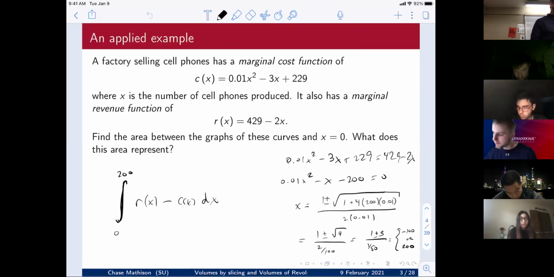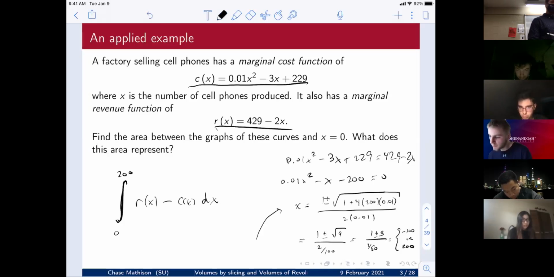Yesterday we didn't find the top bound, but to find it, I just set little c of x equal to little r of x. And that's what this work is over here. If you go through and use the quadratic formula to solve that equation, you end up with x is either negative 100, but we're not buying cell phones, we're selling cell phones, so I throw that solution out, and the other solution is x is positive 200. I'll give you a second to write that down.